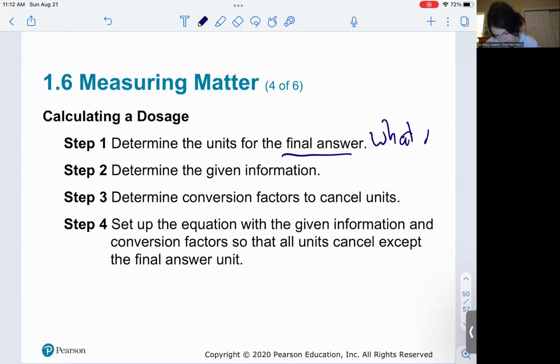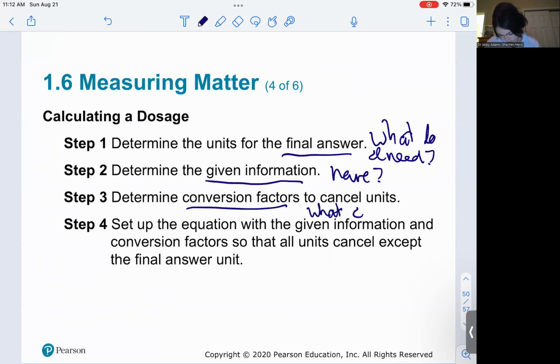What do I need? Then what do I have? What do I need? What do I have? Determine the conversion factors. What conversion factors do I need to get there? And then set up the equation, plug it in, and work it out.